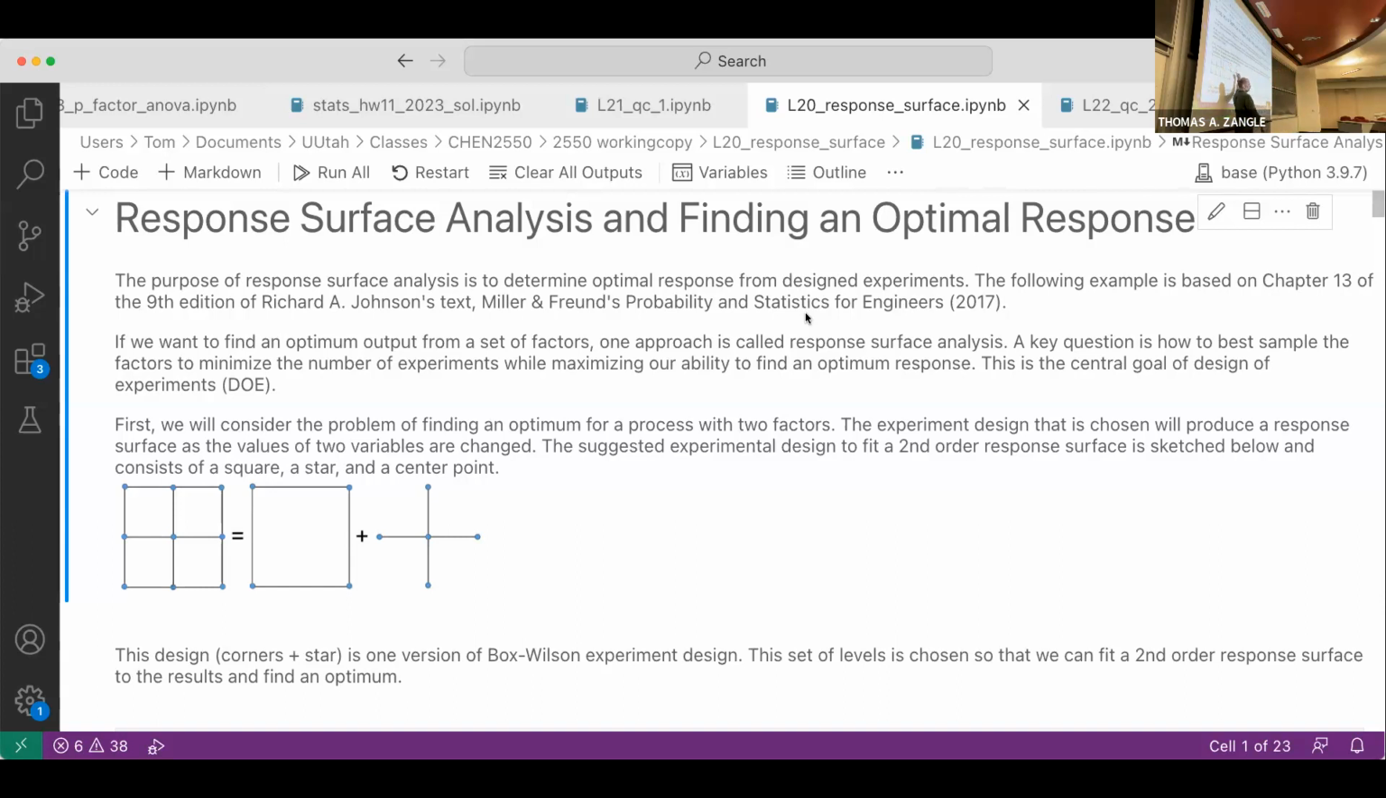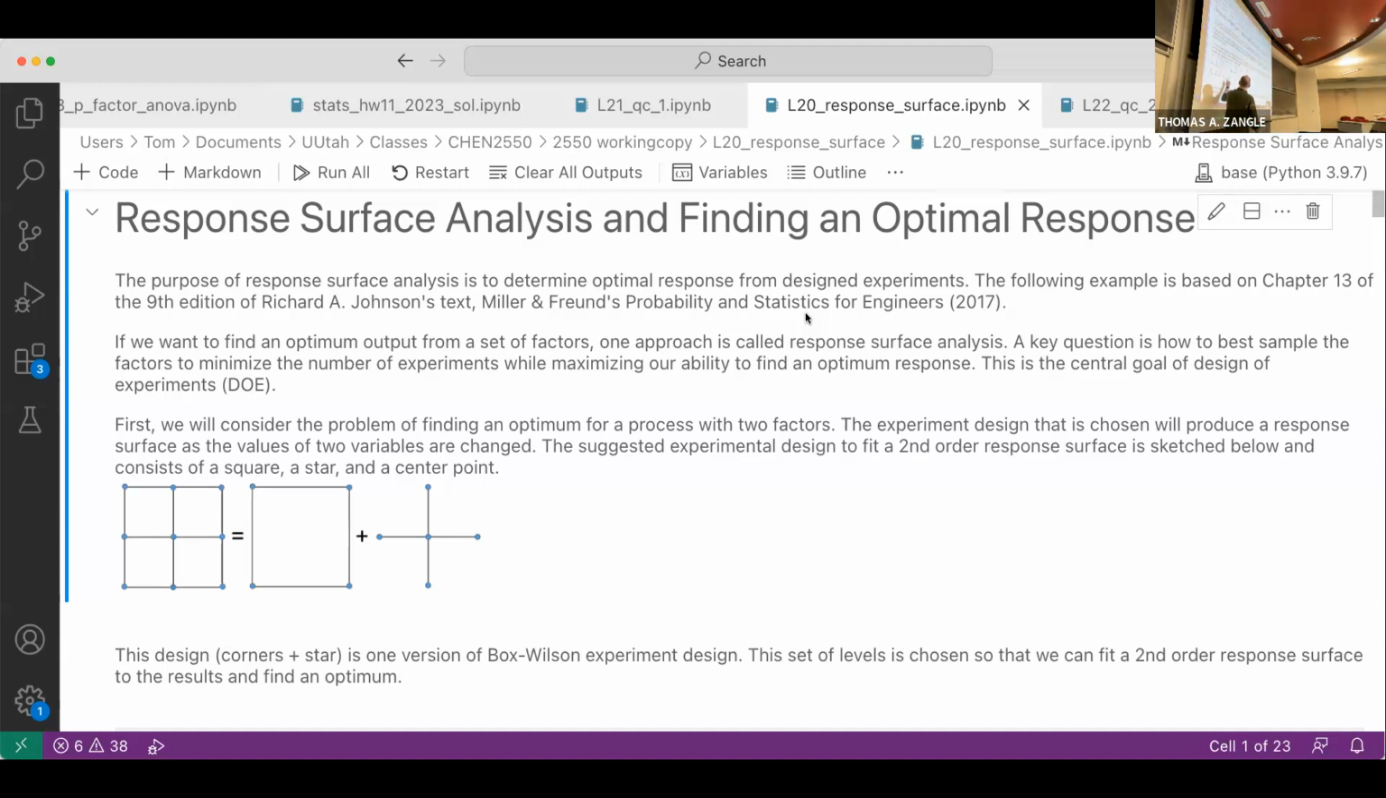and add a star of conditions to that square. And this is what the resulting set of experiment designs looks like in this kind of abstract format that we saw in the last lecture. So this design, the corners plus the star, is, as I said, one version of Box-Wilson experiment design. And the idea is this will allow us to fit a second order response curve and find an optimum.